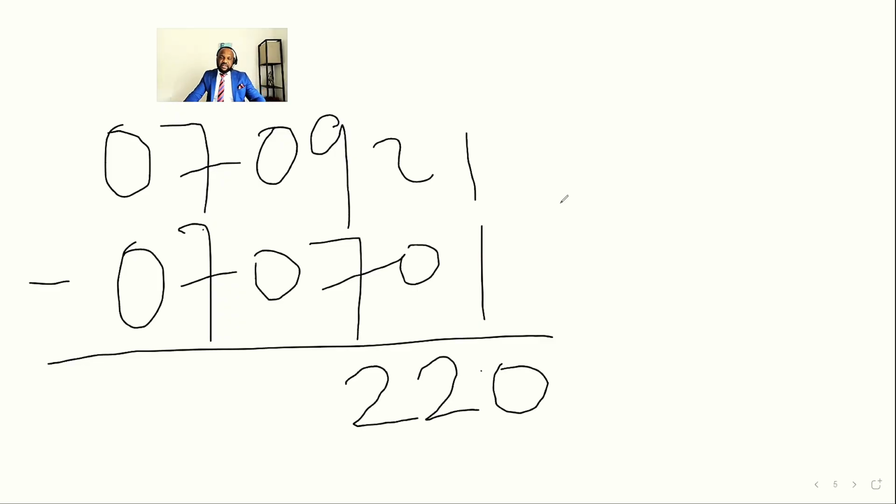220. Yeah. If you're in doubt, just pick up your calculator and type 921 minus 701. It's going to give you 220. This is not an exam, so learn to use a calculator, okay? It's not a problem. Trading is an open exam. Nobody's asking you to close your book.